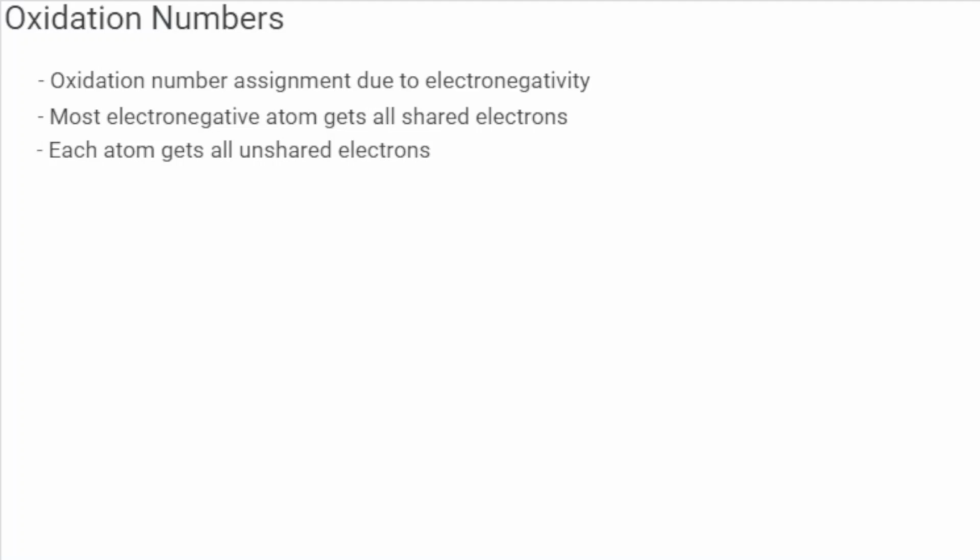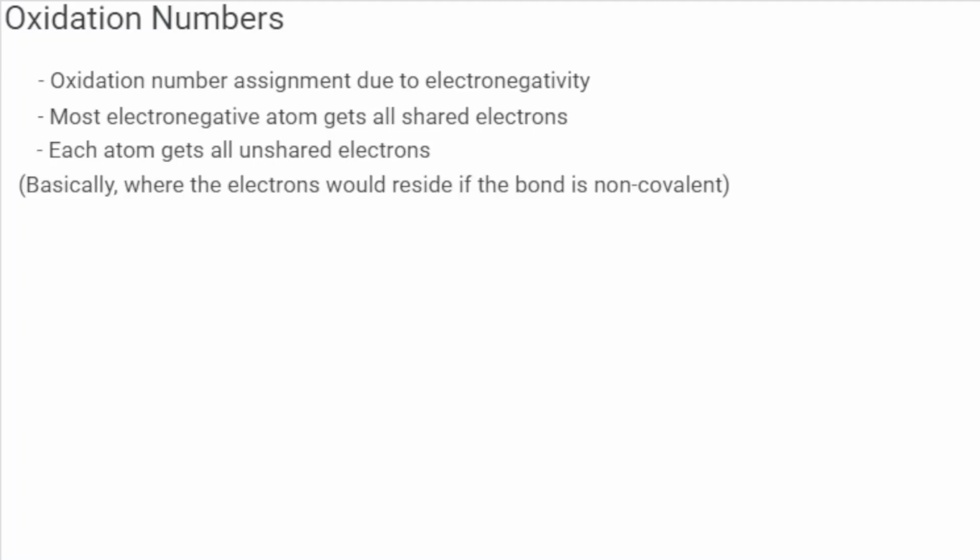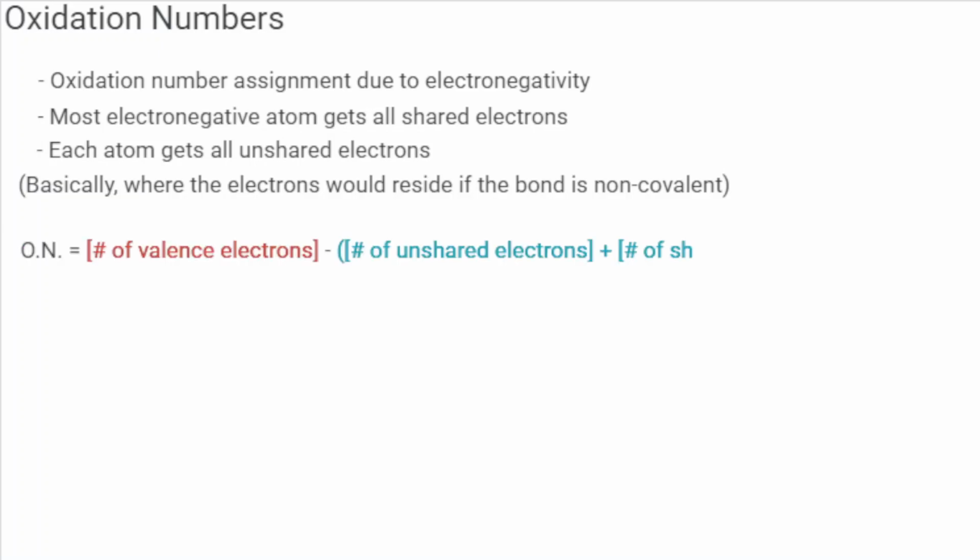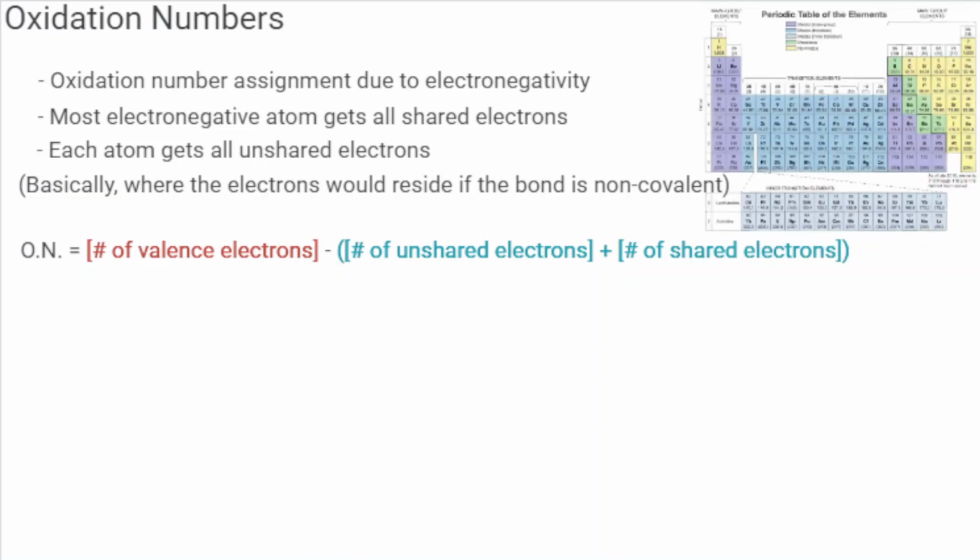So basically, what we're saying here is that you want to determine where the electrons would reside if all the bonds were non-covalent. And then we can use this formula to determine the oxidation number, where the oxidation number is equal to the number of valence electrons that that element would normally have minus the sum of the unshared electrons and the number of shared electrons. And then that'll give you your oxidation number.